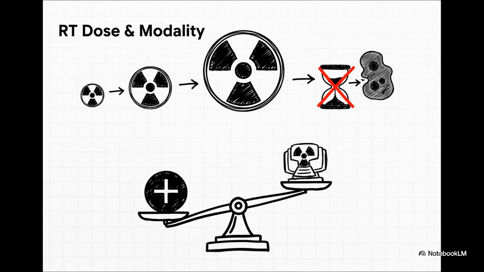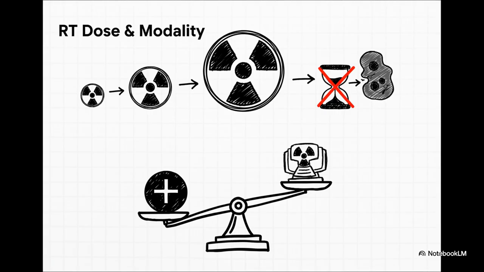When we get to the actual radiation, dose and modality are the big questions. The Zeitman trial proved that bumping the dose up from 70.2 grays equivalent to 79.2 absolutely crushed it for biochemical control, dropping failure rates from 32% all the way down to under 17%, especially for the low-risk guys. But, and keep this in mind, it did not move the needle on overall survival.